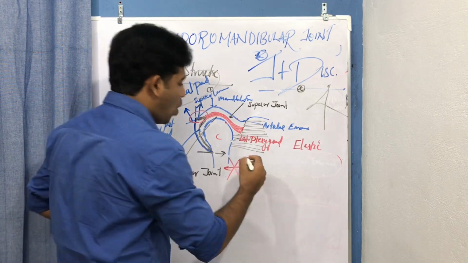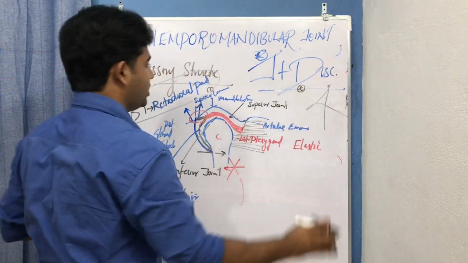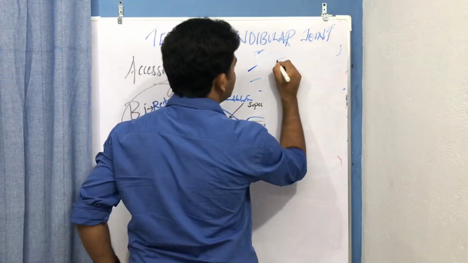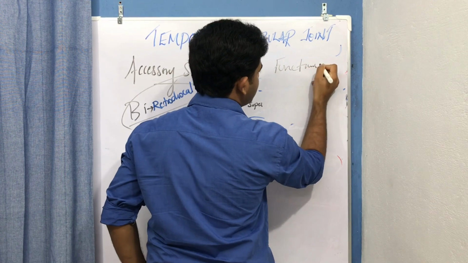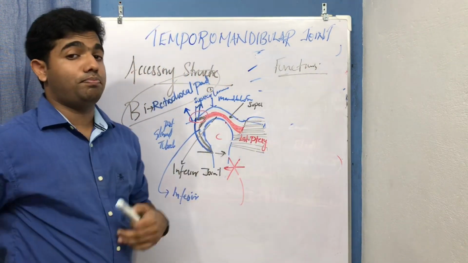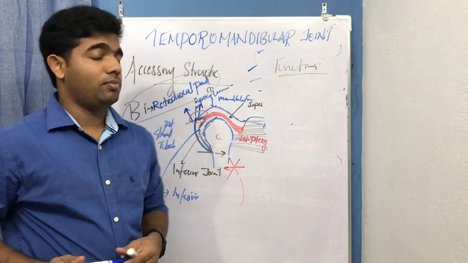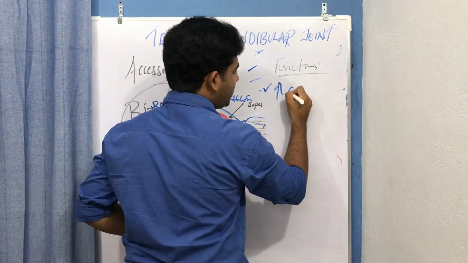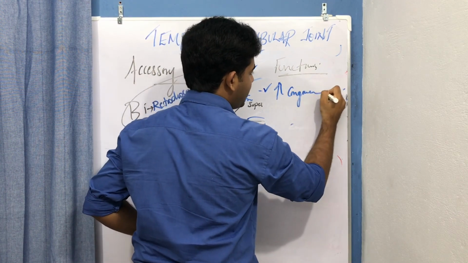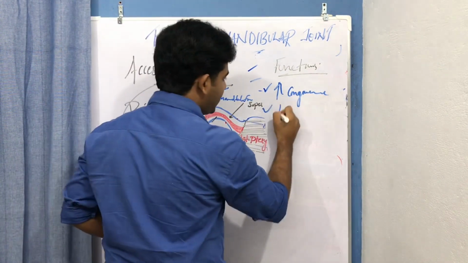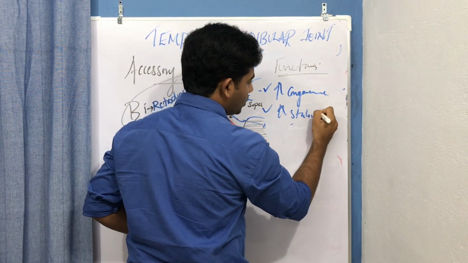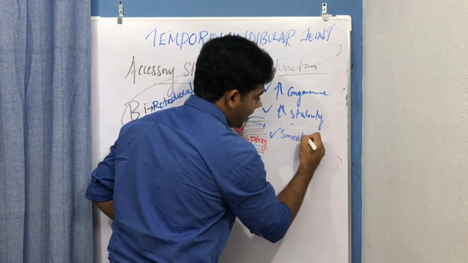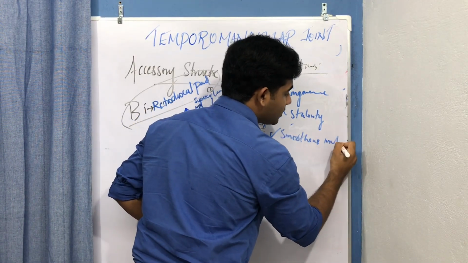Now let us see what are the functions of the temporomandibular joint disc. What are the functions served by the disc? It is a simple thing, you can guess it. I think you can tell me what the functions are. It increases the congruency. Very good. Second one, it increases the stability. Very good. It smoothens the movements, or eases the movements.